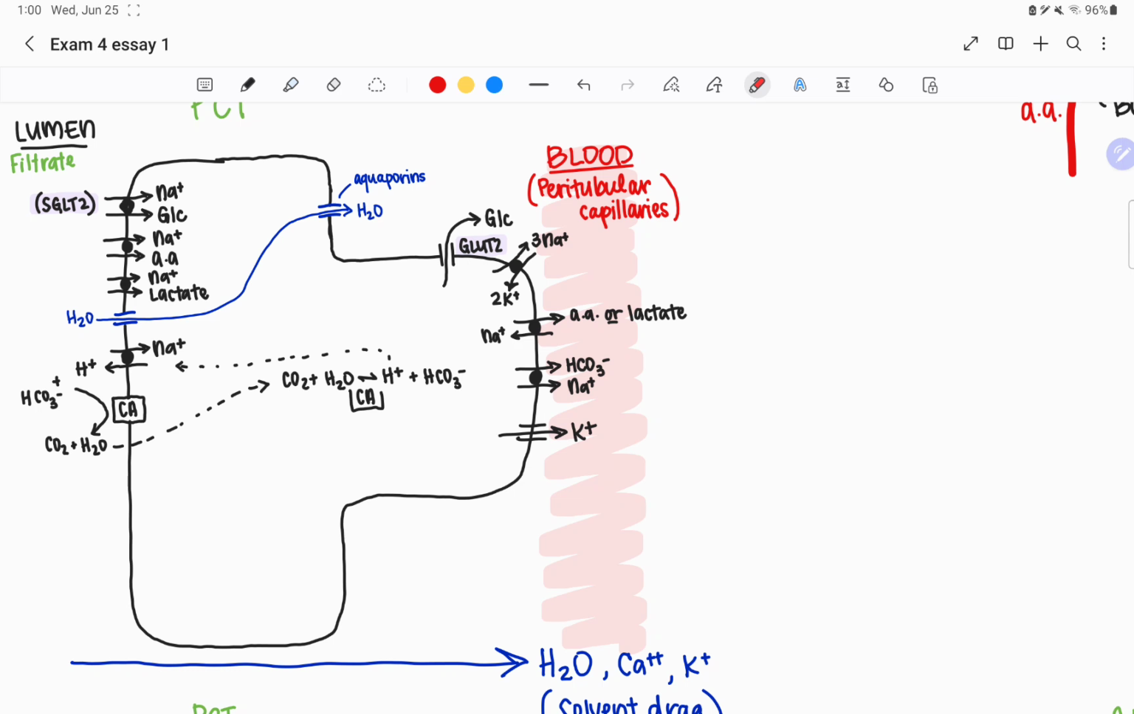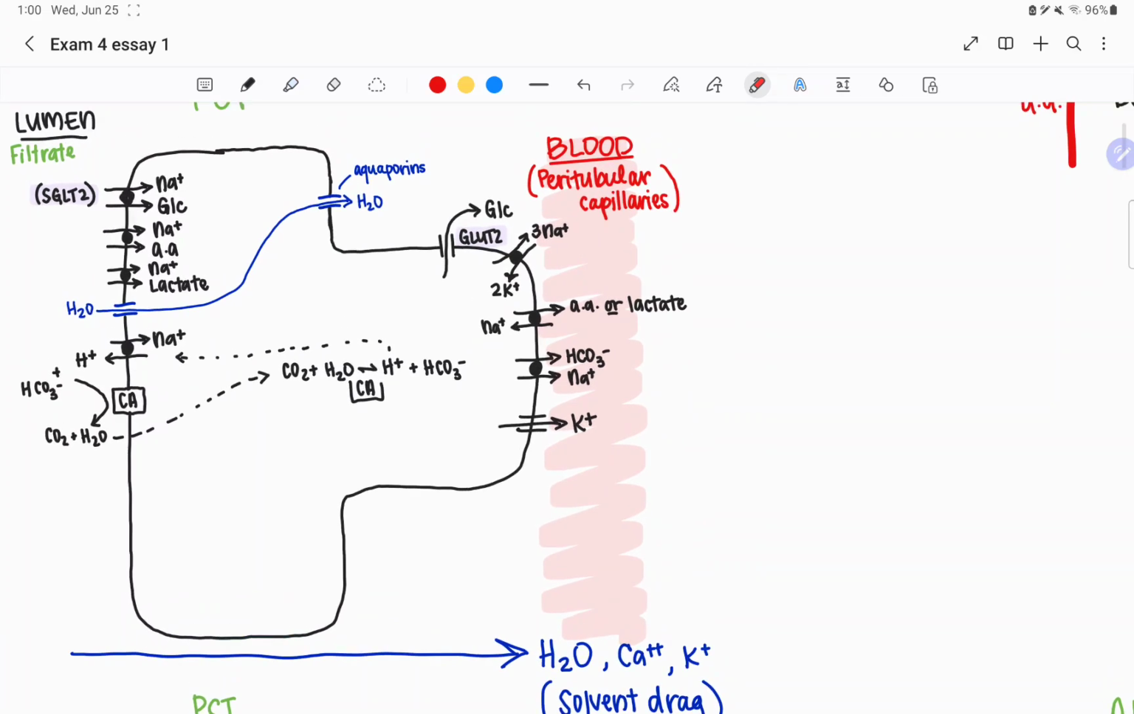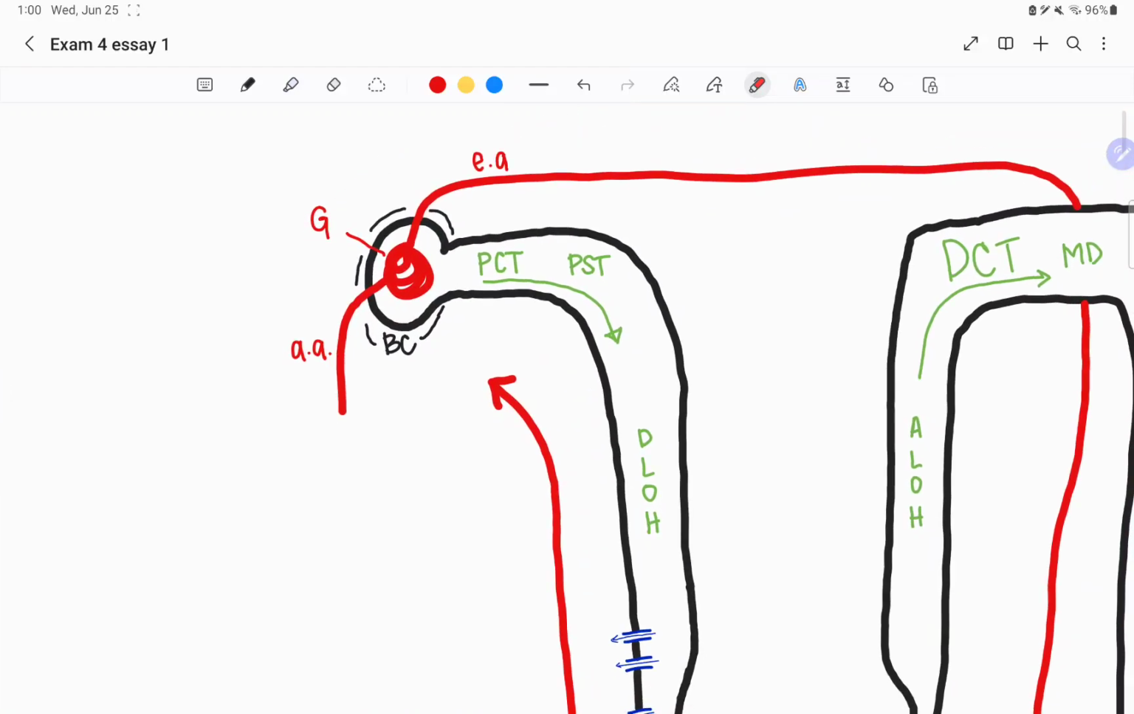There are a few other things, but these are the main things that I want to focus on in my lesson today. And the blood that it's being reabsorbed into is formed by our peritubular capillaries. Okay, so what happens here, I'm just going to do this really quick. We have an afferent arteriole that comes in. It turns into the glomerulus. That's a capillary bed. And then it comes back out as the efferent arteriole.